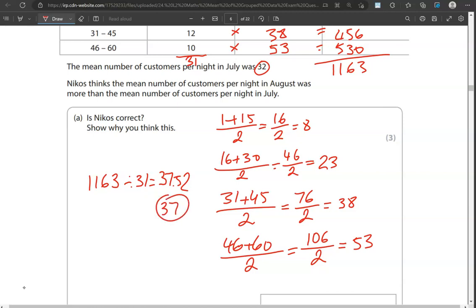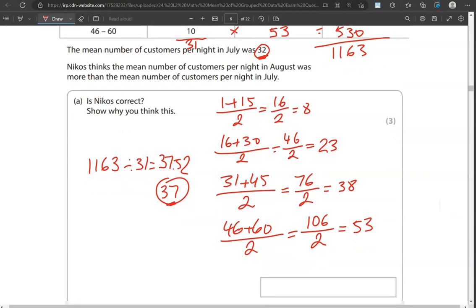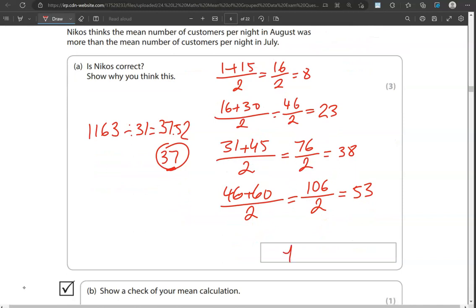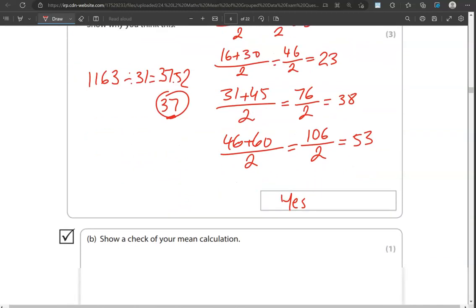And if we compare it to 32 for July, Nikos thinks the mean number of customers per night in August was more than the mean number of customers per night in July. He's correct, because this is 37 for August. So we're going to say yes.